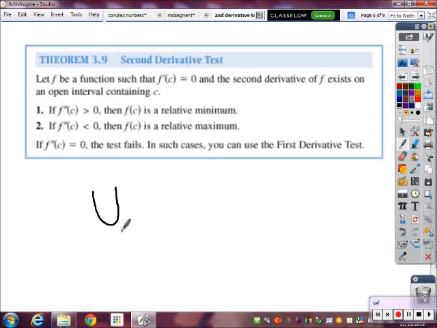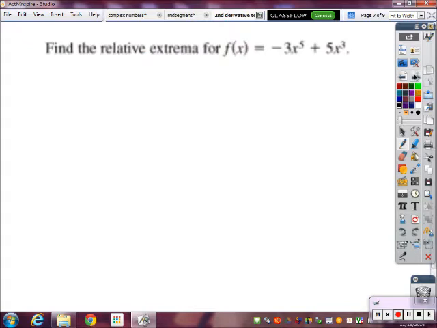And so it would make sense that at this point where the tangent line is 0, there is a minimum, because it's concave up. And then if the second derivative is less than 0, that means it's concave down. So if I have a horizontal tangent line at c, then it makes sense that that would be a maximum. If you visualize what this is saying in words, it helps. So let's apply the second derivative test.